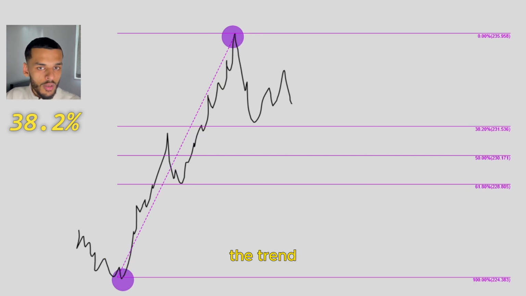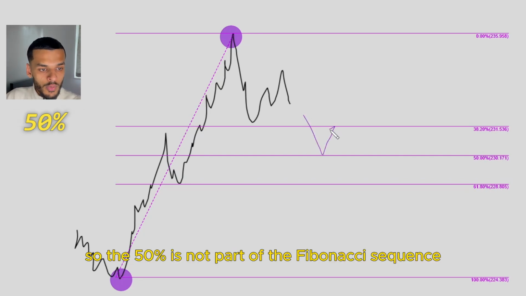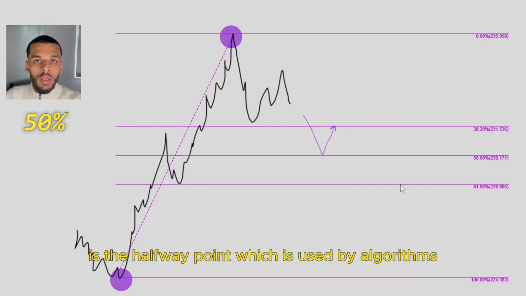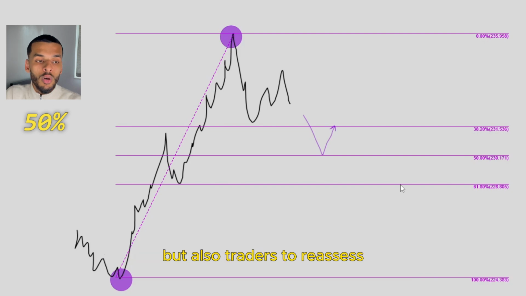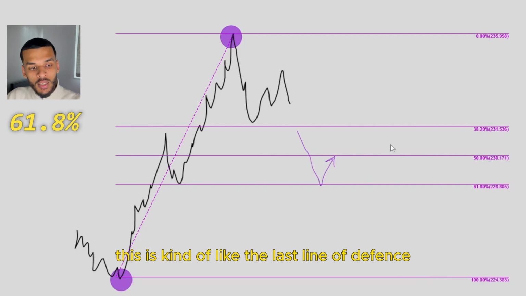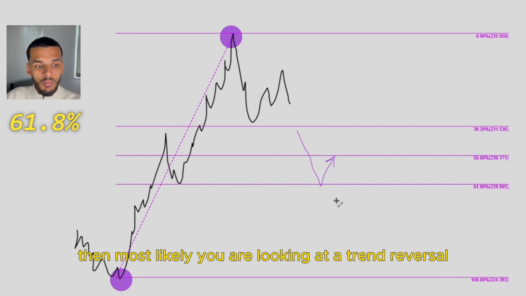The 50% is not part of the Fibonacci sequence, but it still works because of the psychology. It's the halfway point, which is used by algorithms, but also traders to reassess, to cash their positions, or to even potentially enter positions. And finally, you've got the 61, which is the golden ratio. This is kind of like the last line of defense, and if this level is breached, then most likely you are looking at a trend reversal.